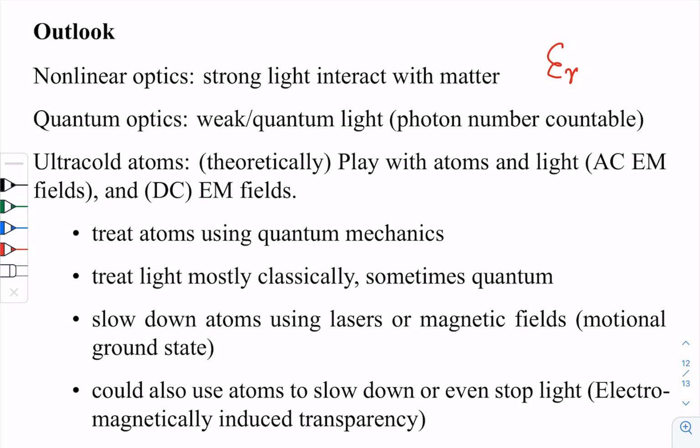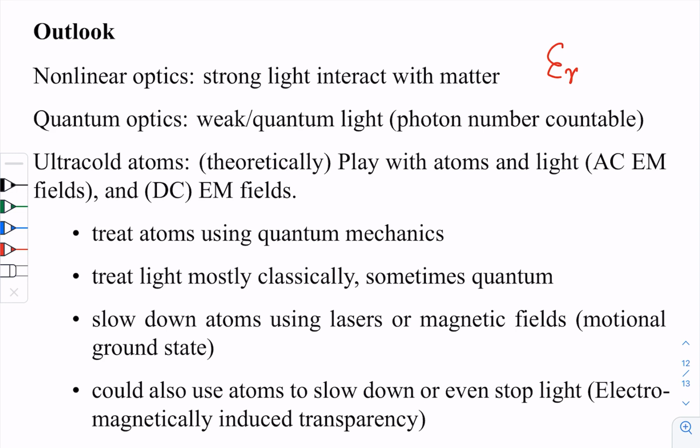In the case, say, that you put light into a cavity, and the cavity can support different modes. But you can put a small number of photons in the cavity, and you have to treat the light quantum mechanically in this case.